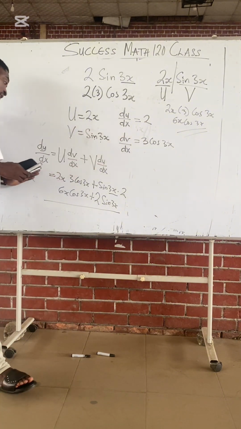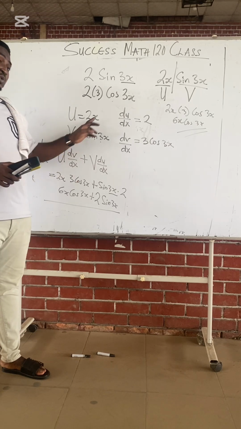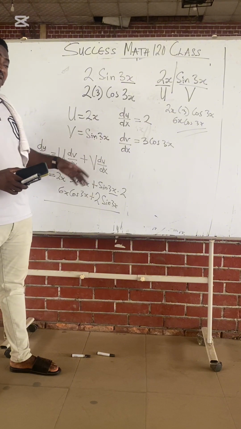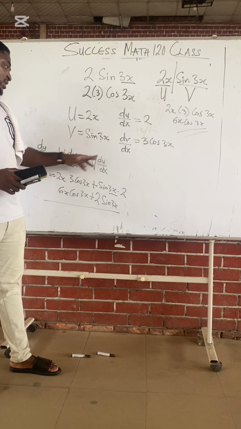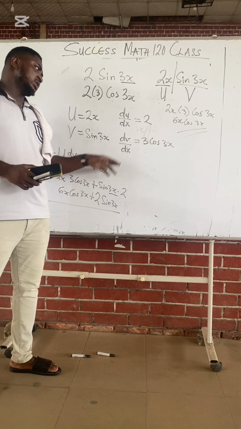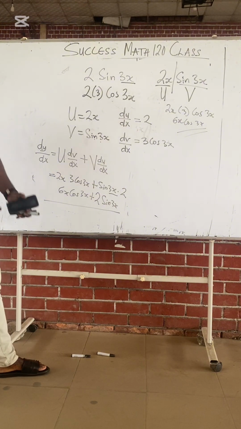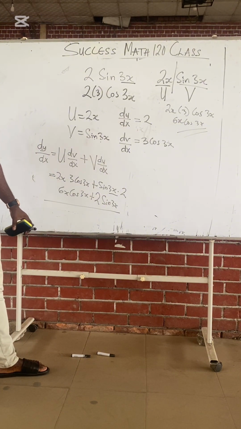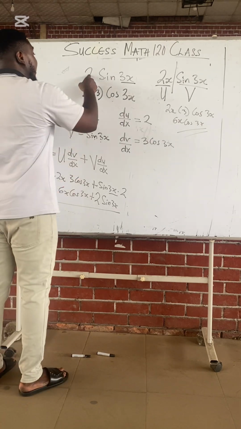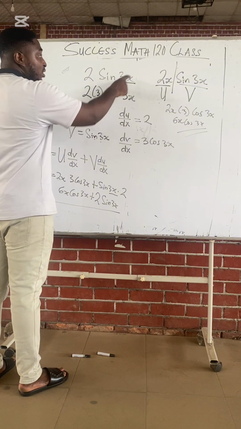The formula for the product rule says u dv plus v du, that means dy dx is equal to u dv dx plus v du dx. U is 2x, dv dx is 3 cos 3x, plus v is sine 3x, du dx is 2. What I did here is just to bring down these 2. Differentiate 3x, you have 3. Sine changes to cos, repeat your 3x.